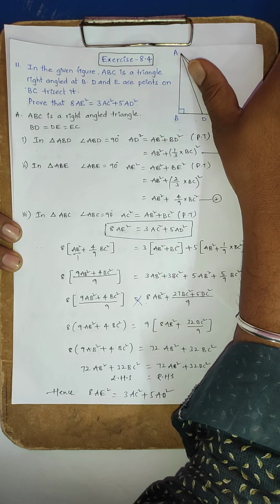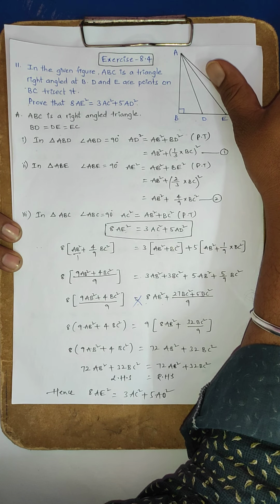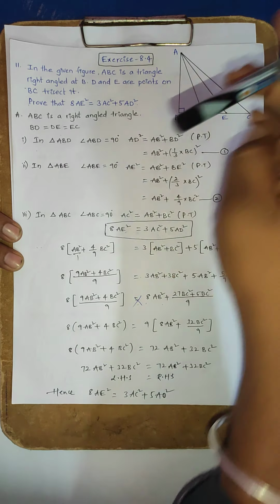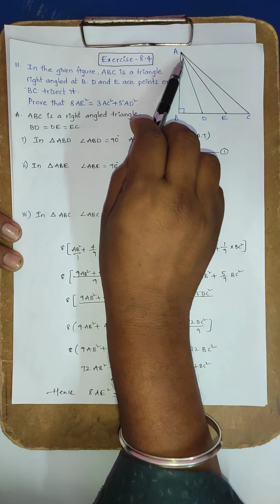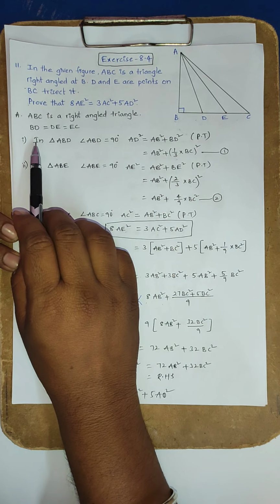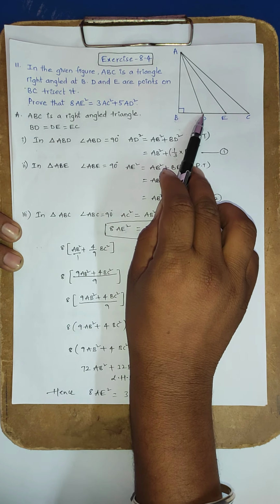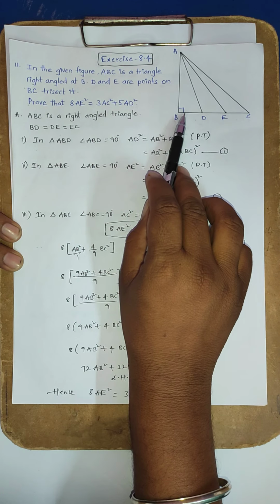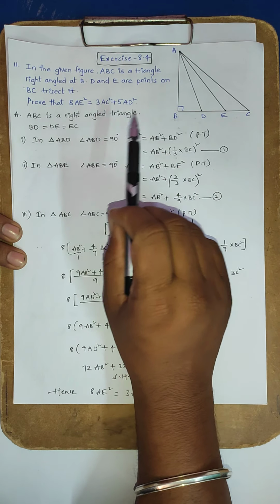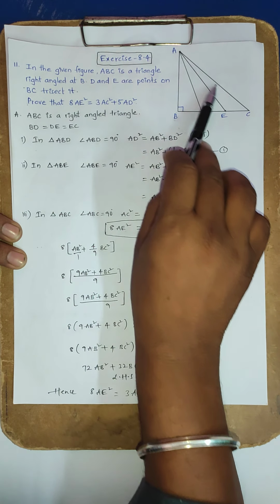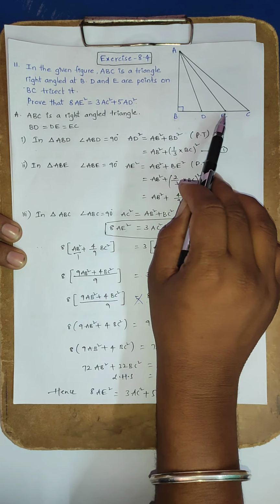Now observe triangle ABD, triangle ABE, and triangle ABC. In triangle ABD, AD is the hypotenuse, with a 90 degree angle at point B. So hypotenuse AD square is equal to AB square plus BD square, by the Pythagoras theorem. In this way, in triangle ABE, AE is the hypotenuse. AE square is equal to AB square plus BE square.